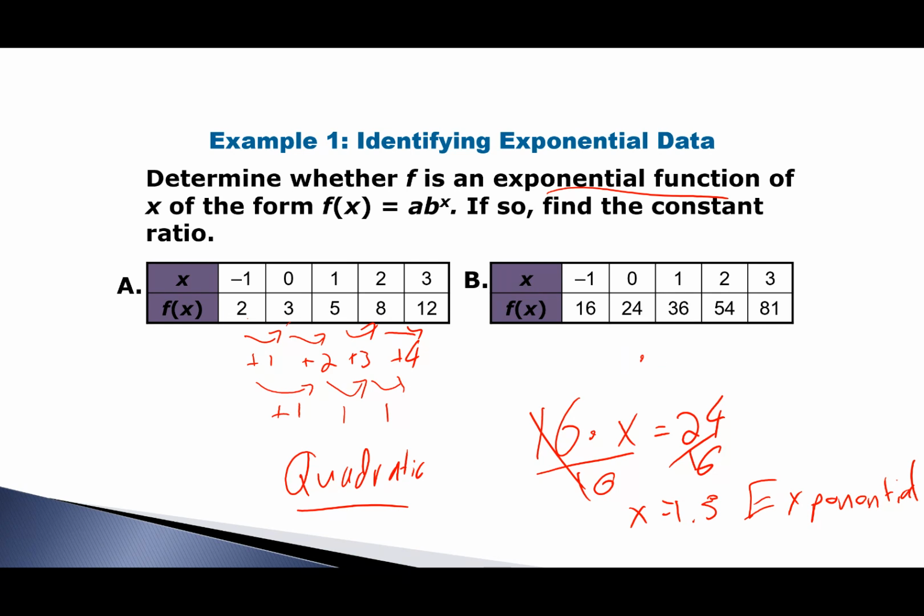And you can do that with any of these. If you take 36 and divide by 24, you'll get 1.5. And that'll work on any of these. 81 divided by 54, still going to get you 1.5. So that's a little trick that you can use to find that common ratio if you can't see it off the top of your head.